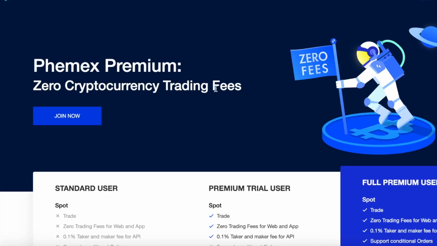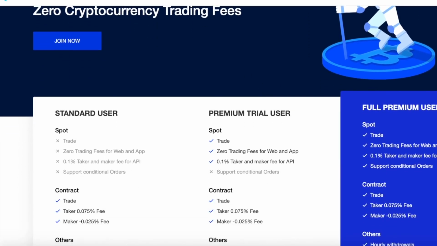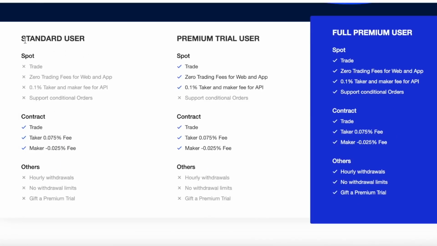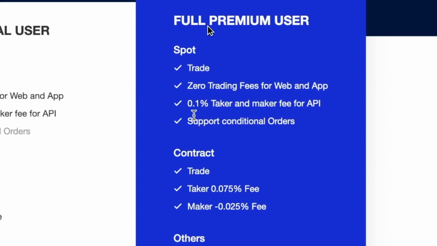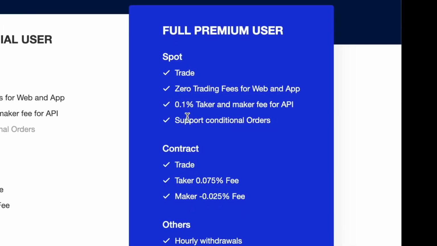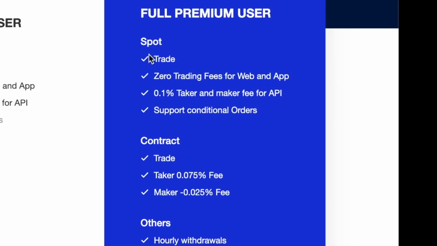Zero cryptocurrency trading fees. This is very, very cool. So here you have the different features if you are a standard user, or a premium trial user, which is the trial you're getting for 7 days from when you sign up to an account through my link. However, look at this. This is the full premium user and all the features that you are getting. And as a full premium user, when you're spot trading on Phemex, you will have 0 trading fees for web and app. And you get 0.1% taker and maker fee for API. You can also trade spot with support for conditional orders.